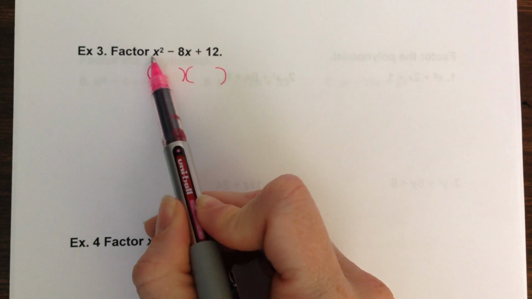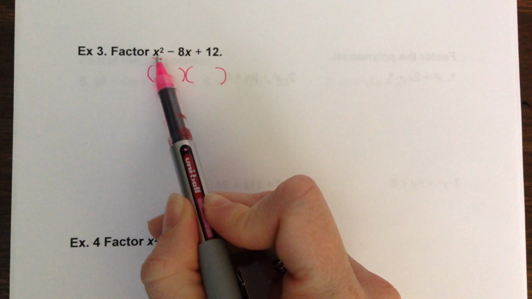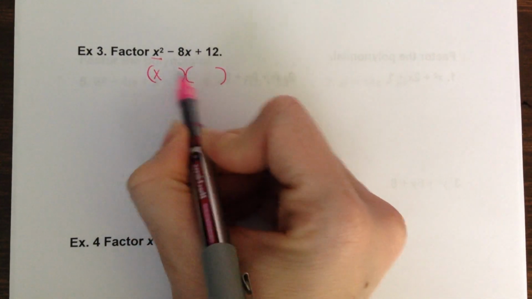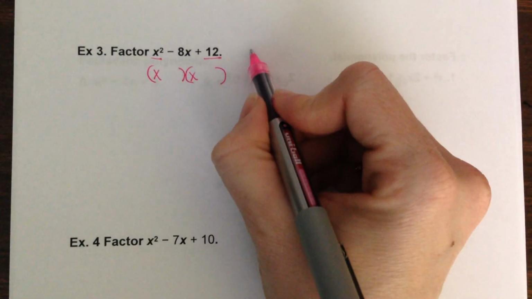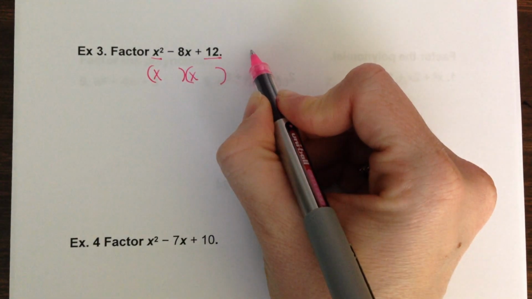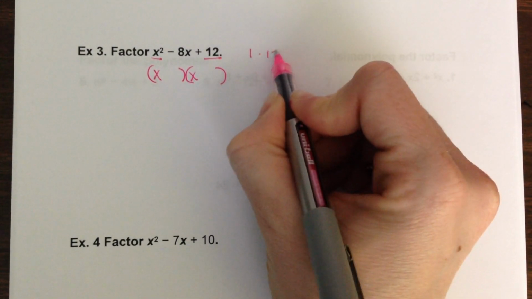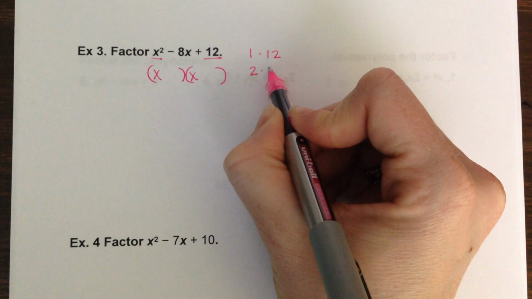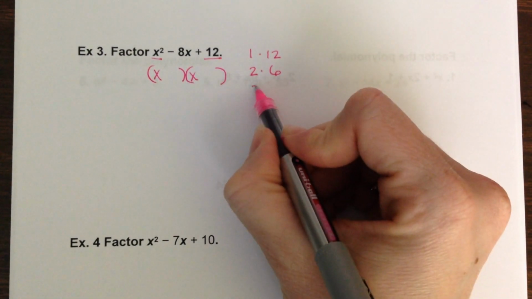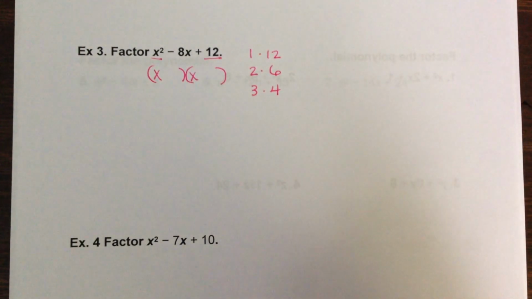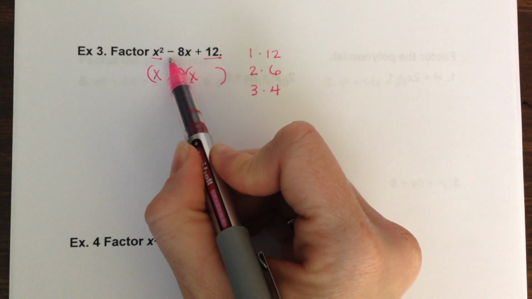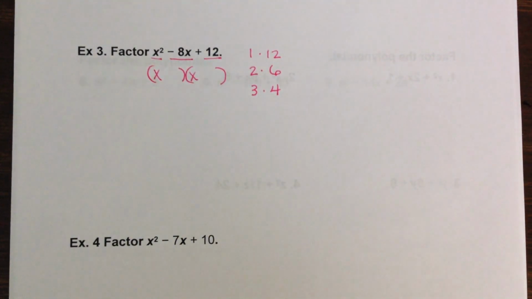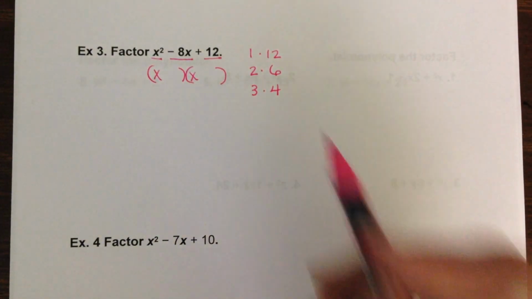I think the first terms multiply together to get x squared, so I know that that would be x and x. I know that the last terms have to multiply together to get 12, so that gives me a couple of options: 1 times 12, 2 times 6, 3 times 4, and I notice that it has to add together to get a negative 8. So I look at all of these.